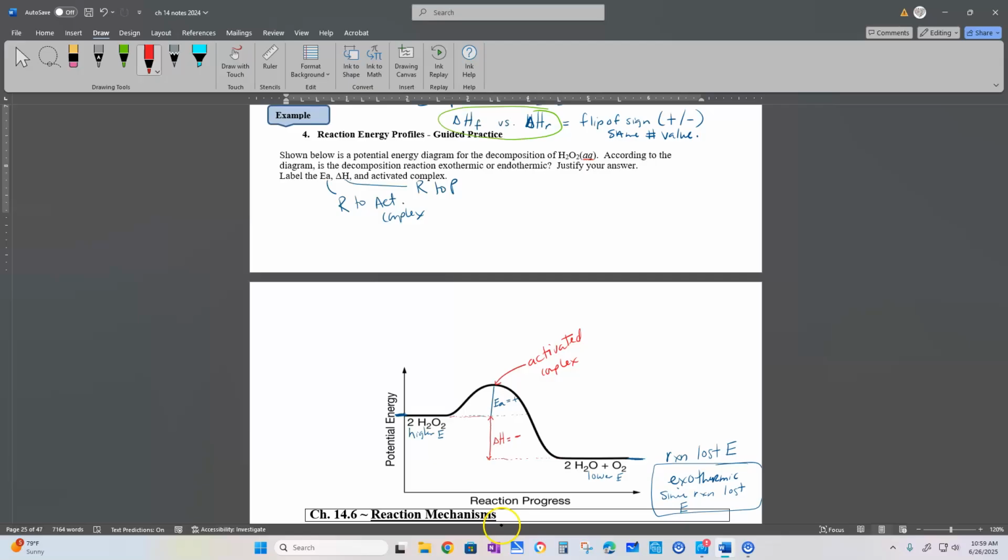Okay? Would this be a fast reaction? Well, probably, because this looks like a very low EA. Probably a fast reaction. Don't know without any numbers, but by looking, looks like it's probably a fast reaction.